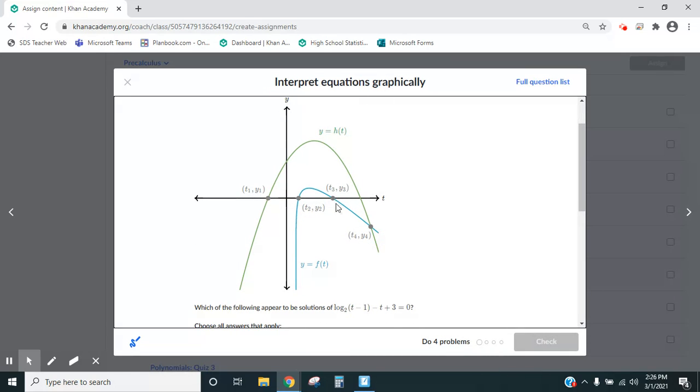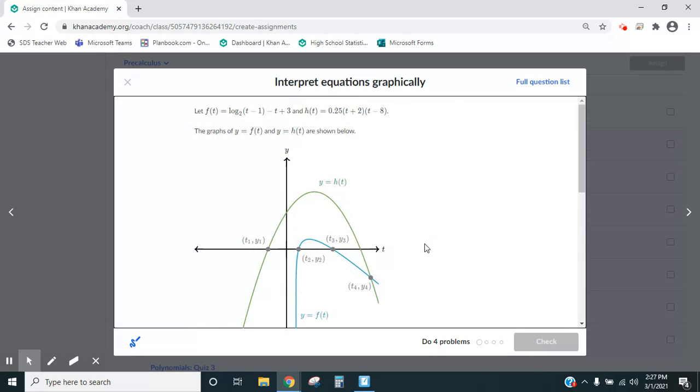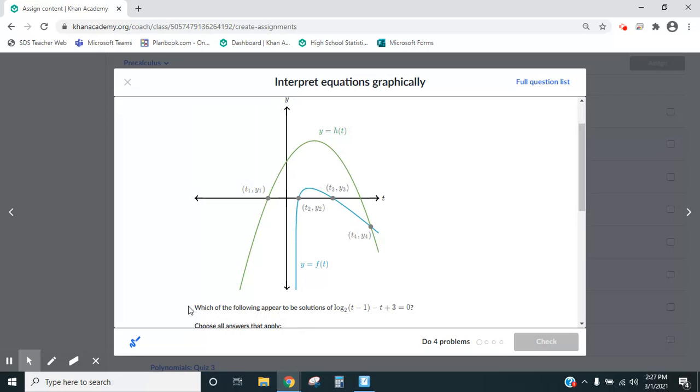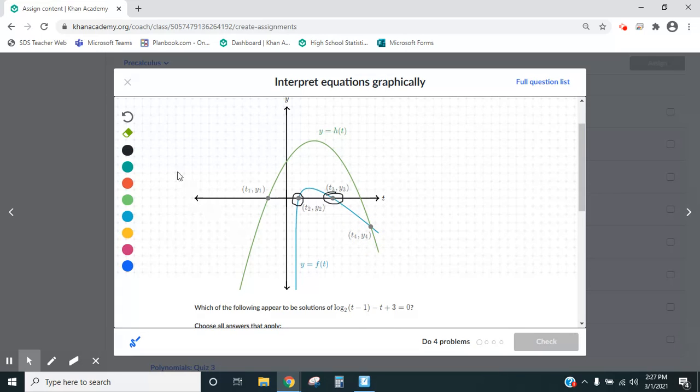All right. We got a bunch of points here. It says which of the following appears to be a solution of f of t equals 0. All right, so that is f, right? It's f of t. So where does f of t equal 0? Well, f is the blue graph, and f of t equals 0 right here and right here. This is where the two functions are equal to each other, but that's not what they're asking us this time around.